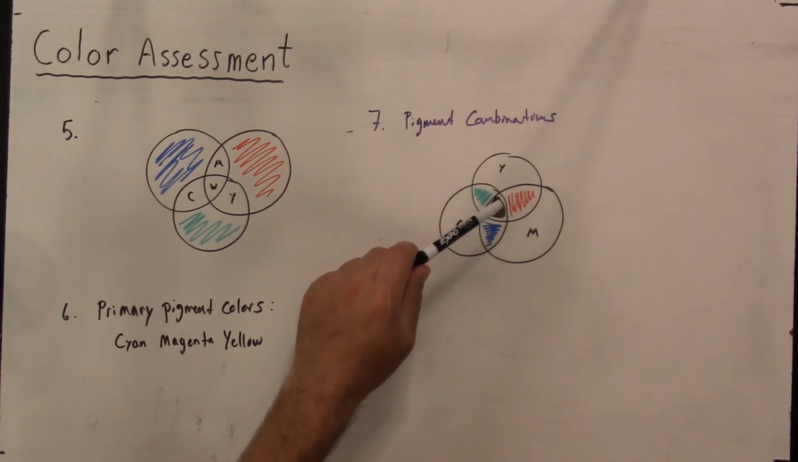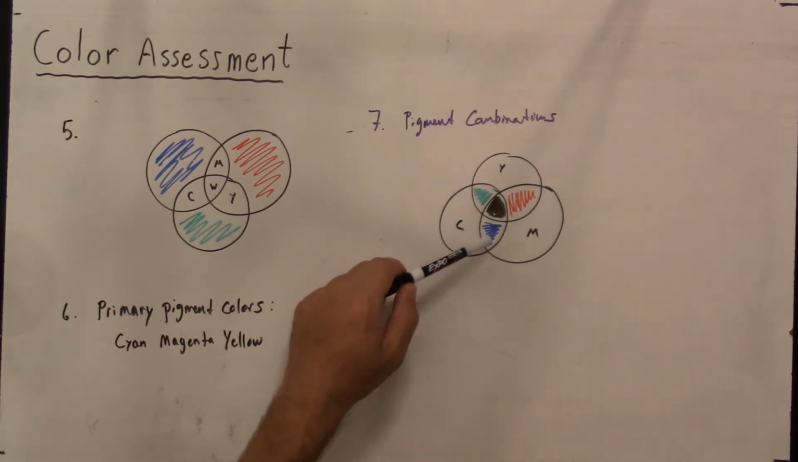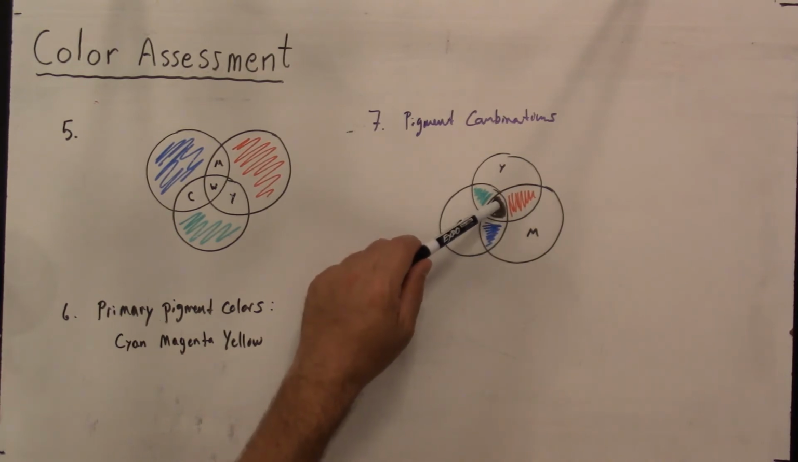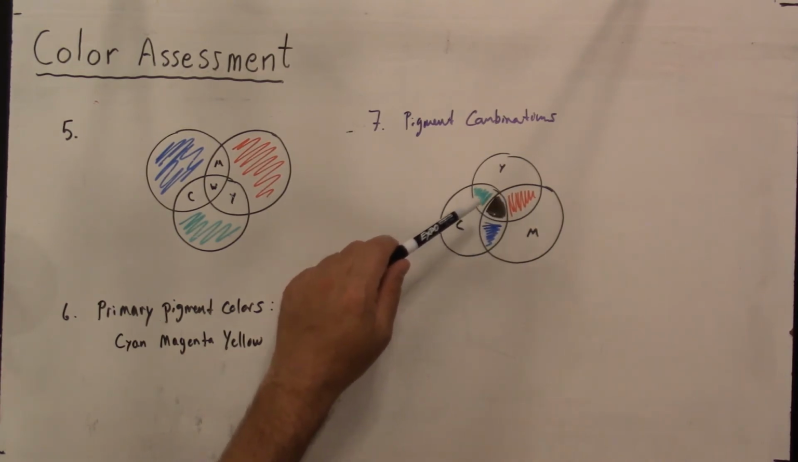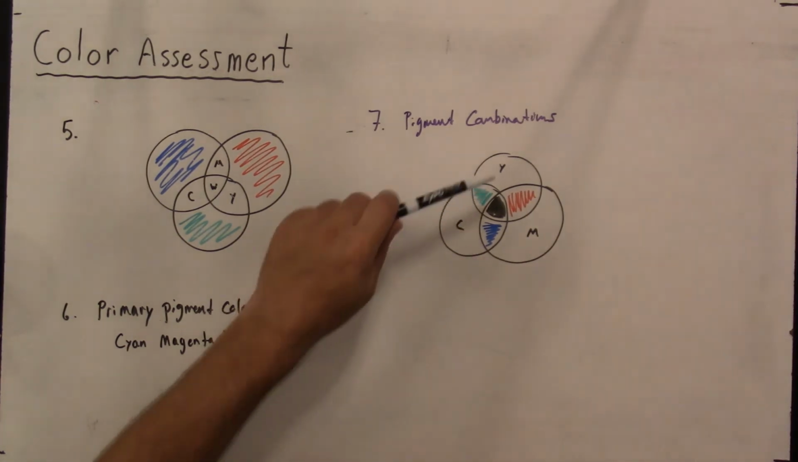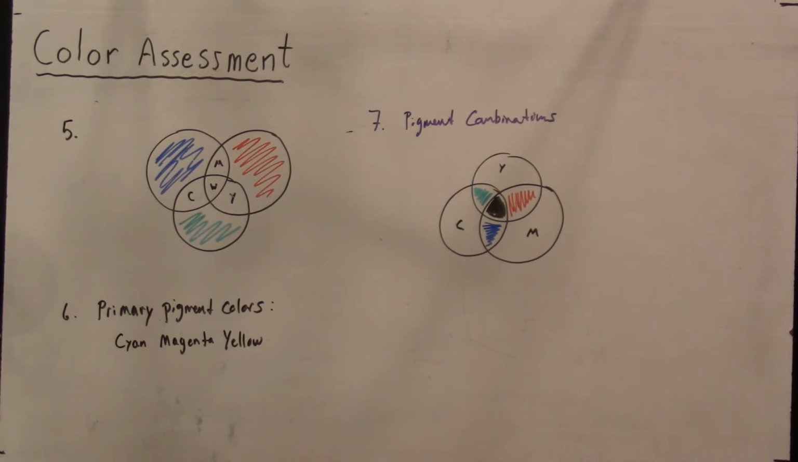That is correct. Yellow and blue gives you white. That's not true. That would give you black. And then yellow and cyan gives you green. So yellow and blue don't give you white. If you took yellow and blue, you'd be left with black.